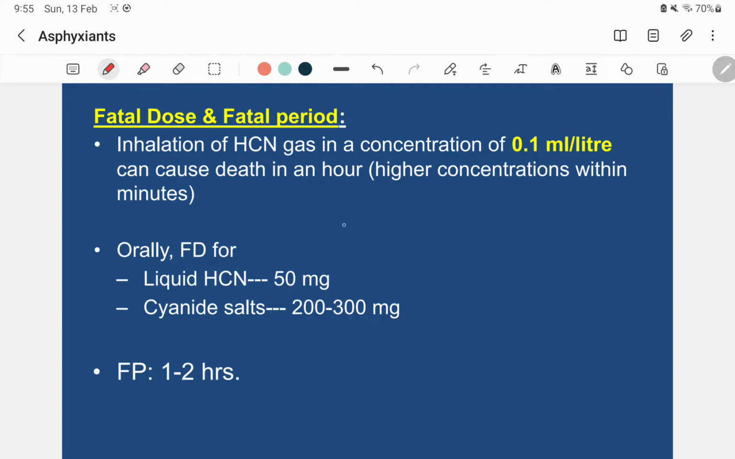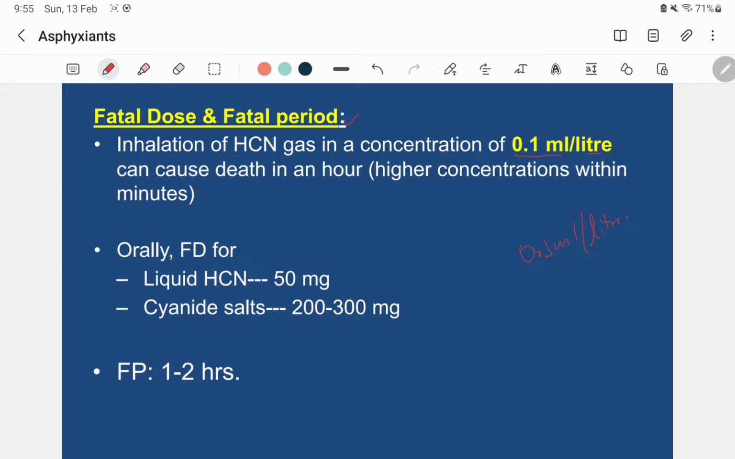Now the fatal dose and fatal period. Inhalation of cyanide gas in a concentration of 0.1 ml per liter will cause death in an hour. At high concentrations, death comes within minutes. So it's a very toxic asphyxiant.